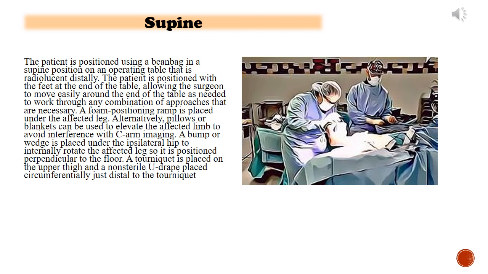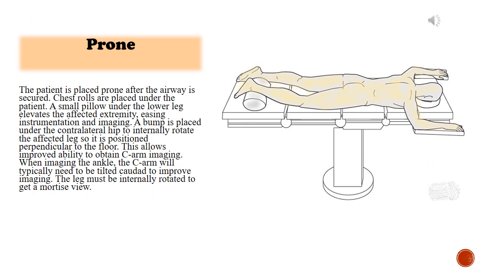A bump or wedge is placed under the ipsilateral hip to internally rotate the affected leg so it is positioned perpendicular to the floor. A tourniquet is placed on the upper thigh and a non-sterile U-drape placed circumferentially just distal to the tourniquet.